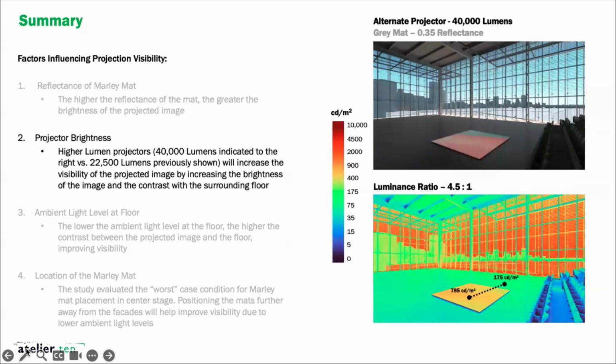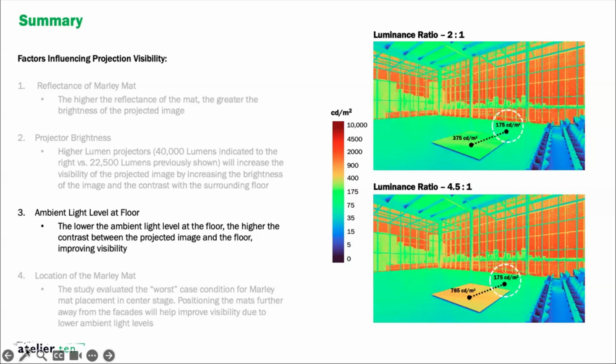The other is obviously the projector brightness. So we tested a brighter projector at 40,000 lumens, and the luminance ratio increased from 2:1 to 4.5:1, which helped with visibility, but ultimately we deferred to the AV consultant to determine whether or not this is sufficient for the needs of the space.